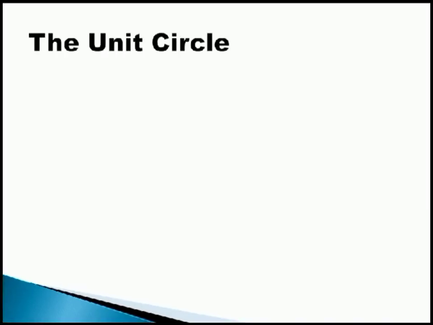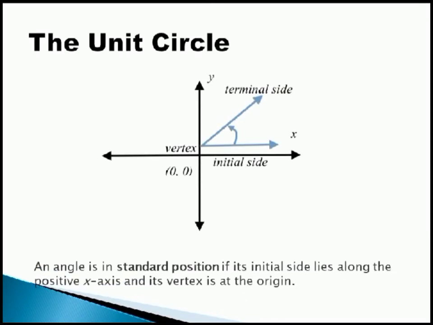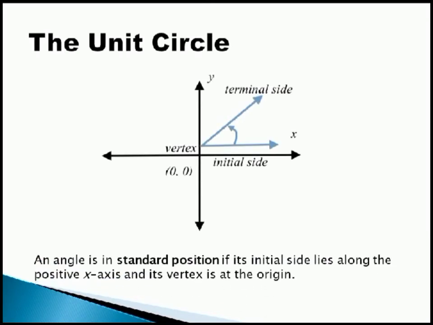So the unit circle. An angle is in standard position if its initial side lies along the positive x-axis and its vertex is at the origin of a Cartesian plane. So as you can see in the picture, we have the terminal side and the initial side. And the initial side lies along the x-axis and the vertex is at the origin. So the ray on the x-axis is called the initial side and the other ray is called the terminal side.